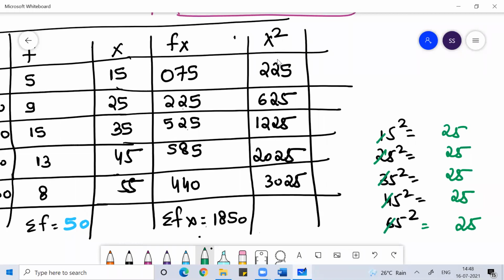The tens place digit is 1, then 2, then 3, then 4, then 6. What is the next digit to 1? 2. 2 ones are 2, so 225. Next digit to 2 is 3. 3 twos are 6, the answer is 625. Next digit to 3 is 4. 4 threes are 12, so 1225. Next digit to 4 is 5. 5 fours are 20, so 2025. Next digit to 6 is 7. 7 sixes are 42. Are you getting this?